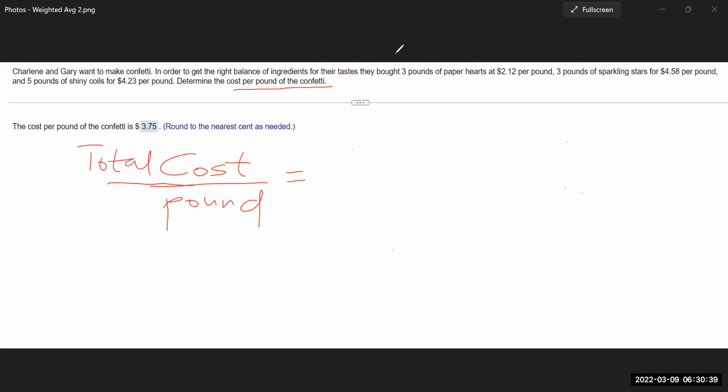Now, to know how much, for instance, was spent on paper hats, we have to do the number of pounds and the cost per pound. So therefore, for paper hats alone, we have to do 3 multiplied by how much was spent, which is 2.12. Okay, so that is how much was spent.